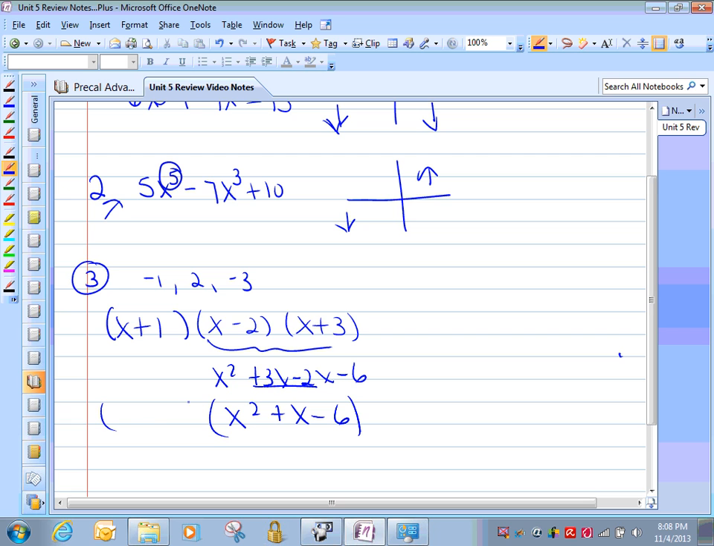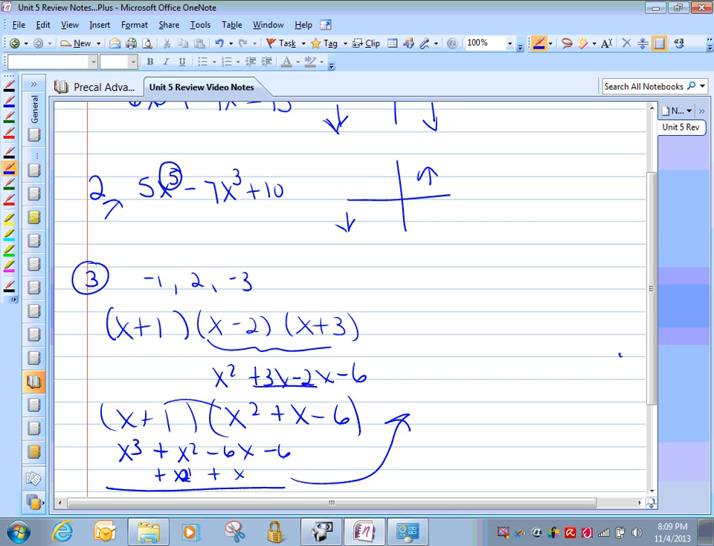Then we would need to multiply that times the x plus 1. All right, let's go ahead and distribute. X times x squared would be x cubed. X times x would be positive x squared. X times -6 would be -6x. Then we would go with the 1. 1 times x squared is x squared. I'm going to line them up underneath. Positive x squared. Sorry about that. 1 times x would be a positive x, and 1 times -6 would be a -6. And you draw a line and add down.